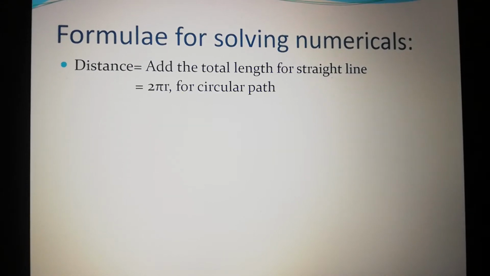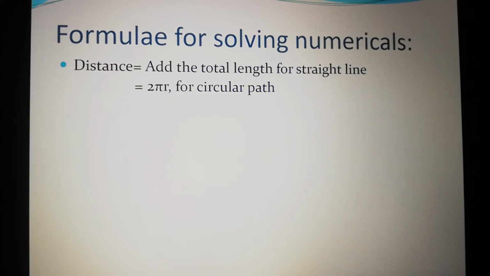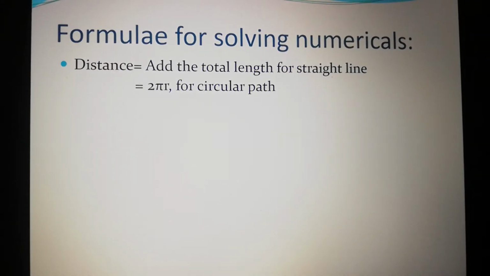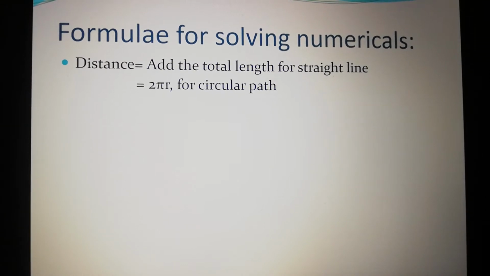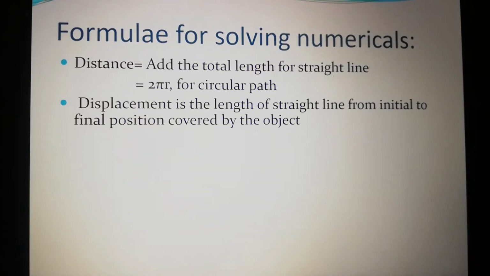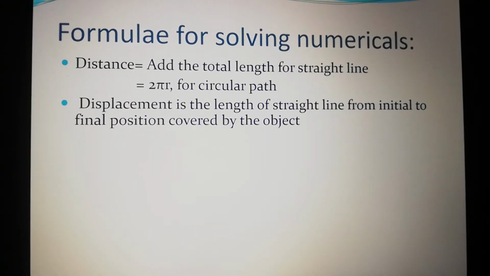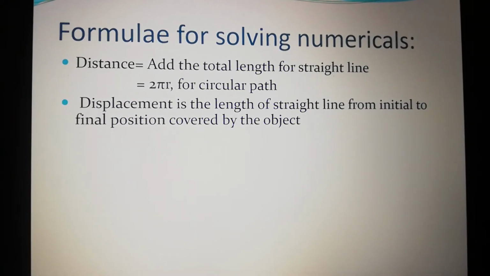You just have to add the total length, but this is only for a straight line, when an object is moving in a straight line. Now if it is for a circular path, then you have to calculate the distance by using the circumference of the circle, and the formula for that is 2 pi r. So if I tell you to calculate distance for a circular path, you have to use this formula, 2 pi r. So this is all for distance.